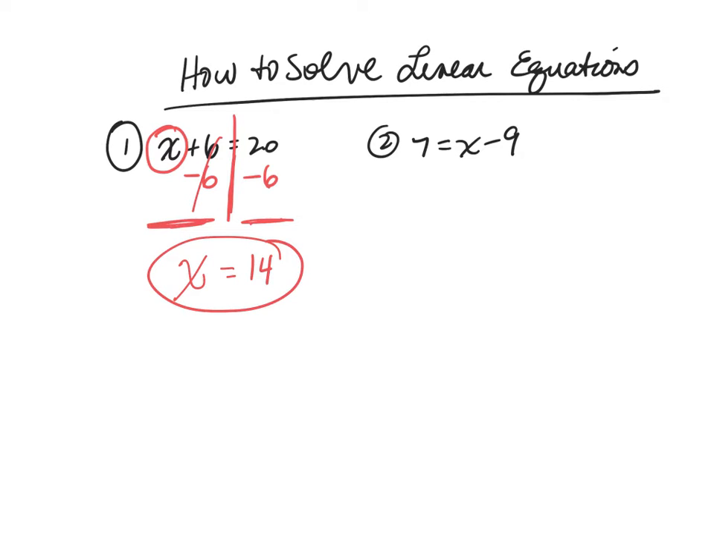And that's your answer. You can always do a check. You don't always have to write it. You can do it in your head. But 14 plus 6, what is that equal to? Oh, it's equal to 20. So we check it.